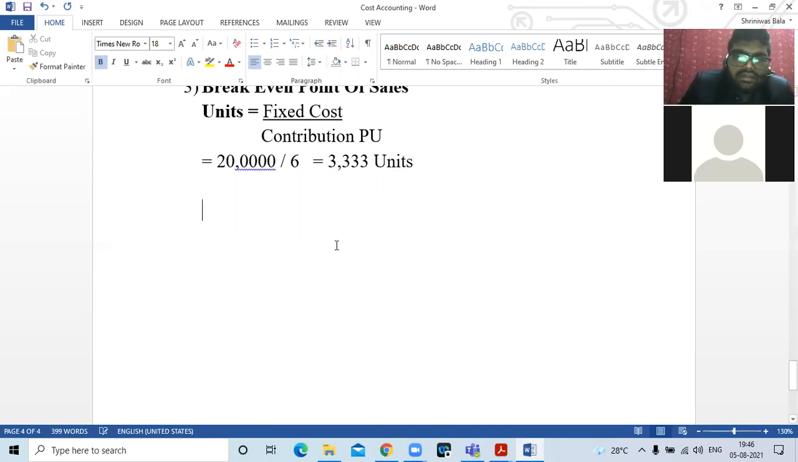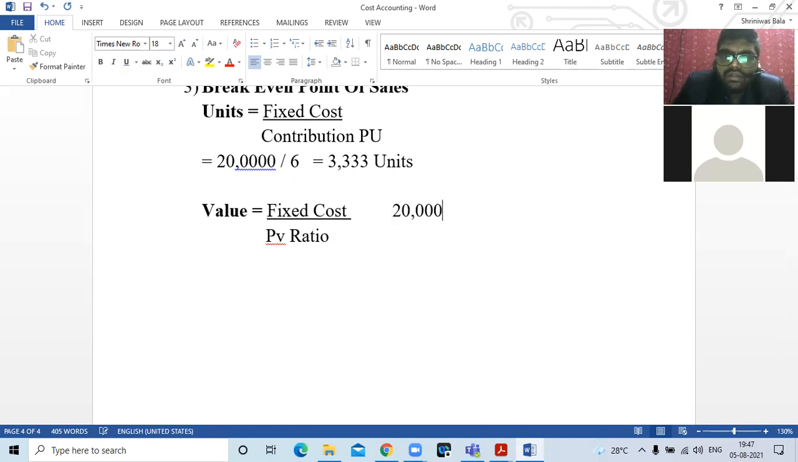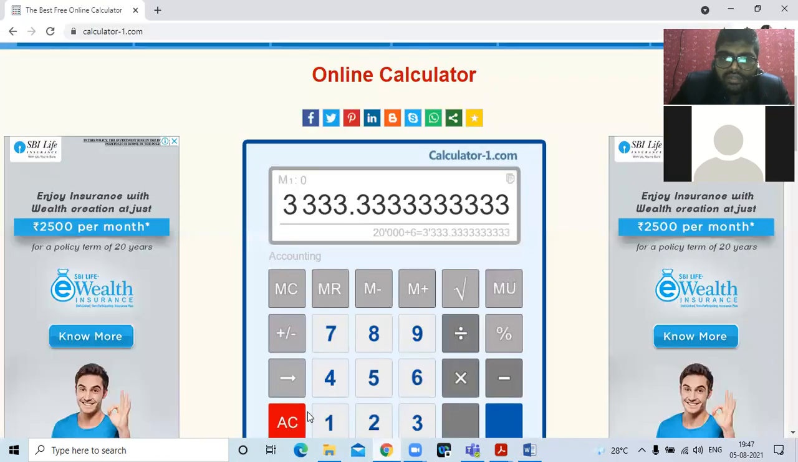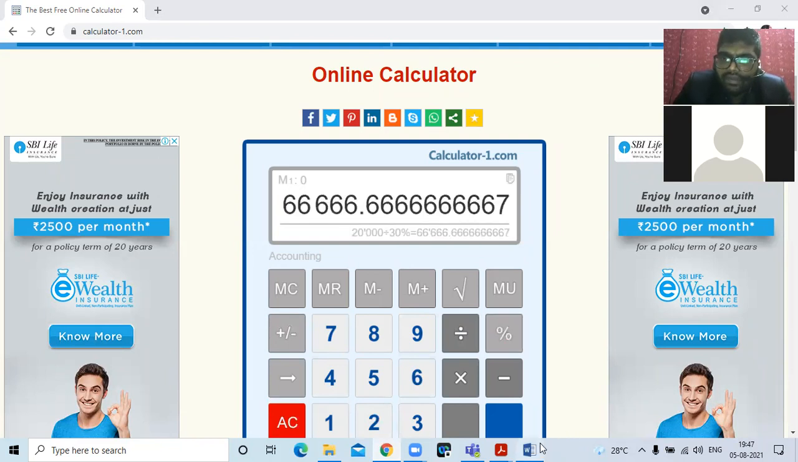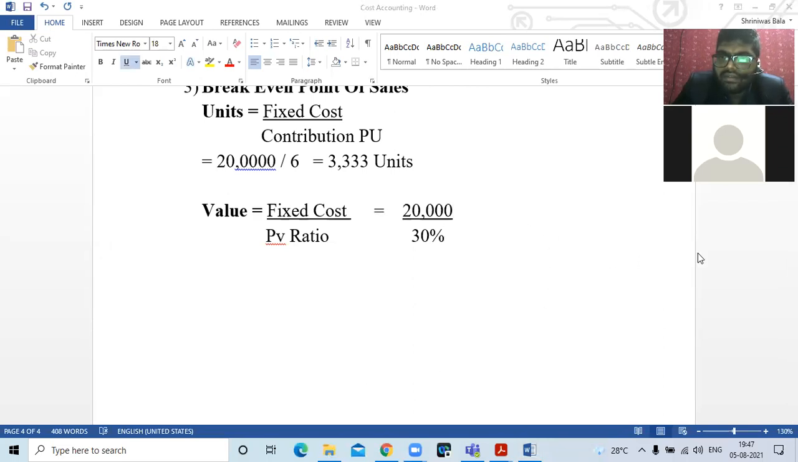Now in value, if I'm calculating, formula will be fixed cost upon PV ratio. What is your fixed cost? 20,000. And what is your PV ratio? PV ratio is 30%. 20,000 divided by 30% comes to 66,667. So 66,667. ये हो गया आप लोगों का break even.